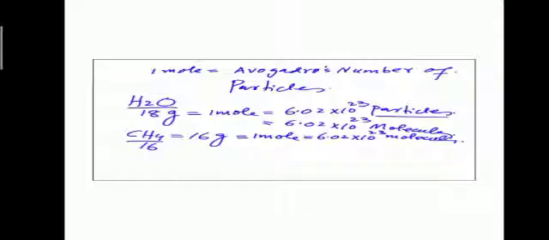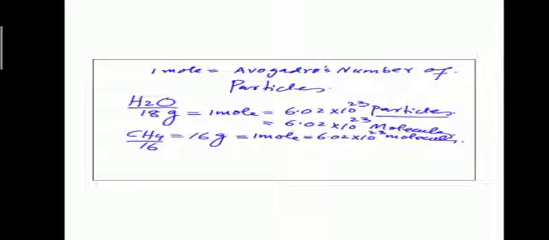For water, as you know that number of moles is equal to mass in gram divided by molar mass. The molar mass of water is 18, which is equal to 1 mole and which is equal to 6.023 into 10 raised to power 23 particles. Similarly, for methane, you have to find the mass in grams divided by the molar mass, which is equal to 1 mole, which is equal to 6.02 into 10 raised to power 23 molecules.